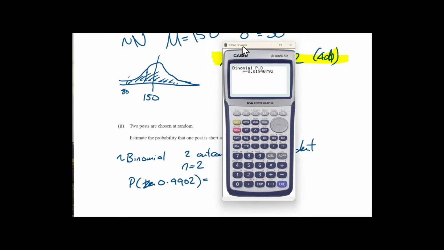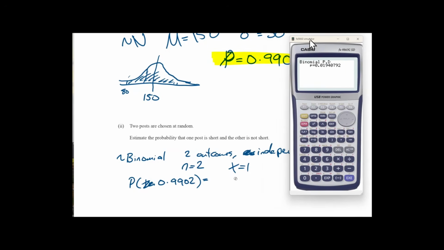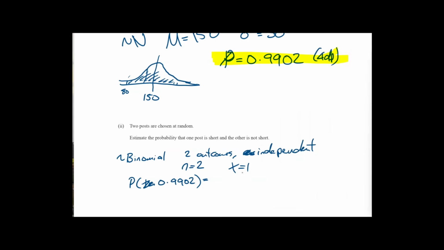And the probability is really, really tiny. So 0.194. 0.194. Fair enough? Okay. Let's move on.